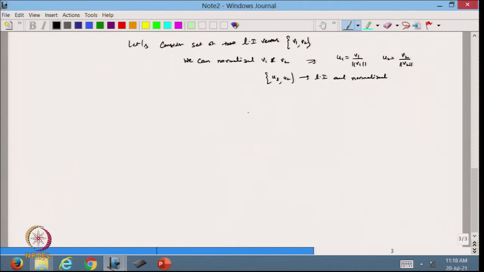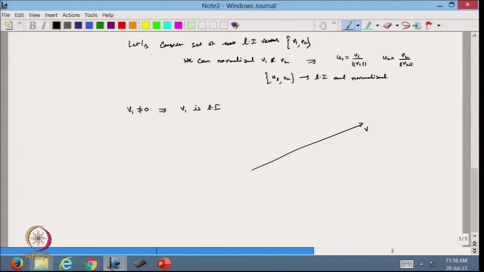Now, I take the set {V1}. V1 is non-zero, so it is linearly independent, that I know. So, the single vector V1 is linearly independent. Now, this is what we are going to do here.